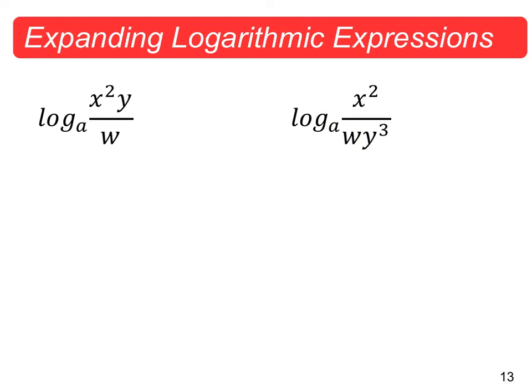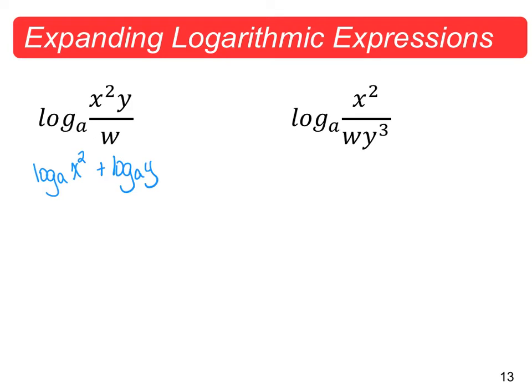Okay, so x squared and y are being multiplied together. W is being divided, and I have a variable raised to a power. Okay, so I'm going to have to use everything for this. So the first thing that I'm going to do is I am going to separate each individual thing. So I'm going to have log base a of x squared plus log base a of y.